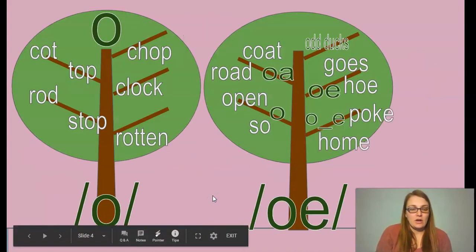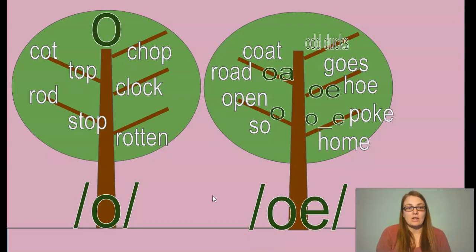Okay, here are the trees we have for the ah and o. For ah, it's always spelled with the letter o, like in cots, stop, and clock. And for the o sound, it's o-a, o, o-e, and o space e.